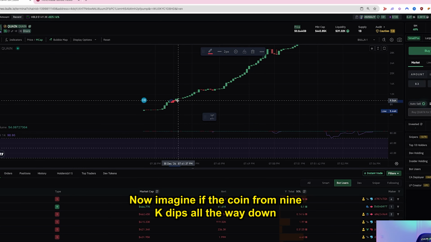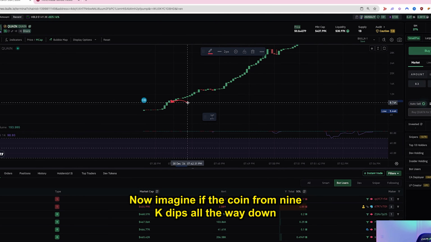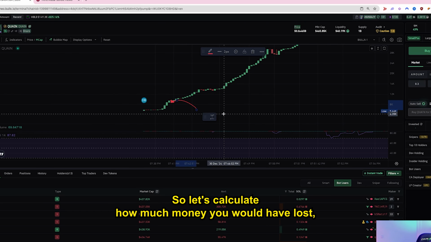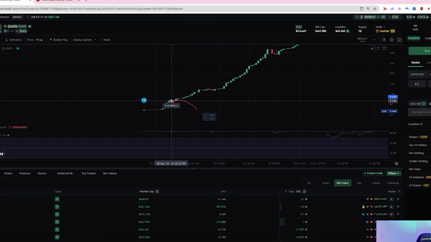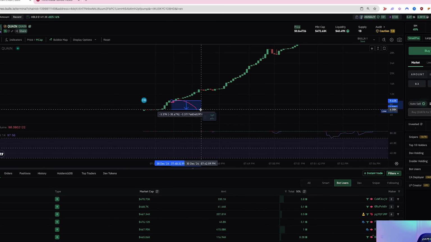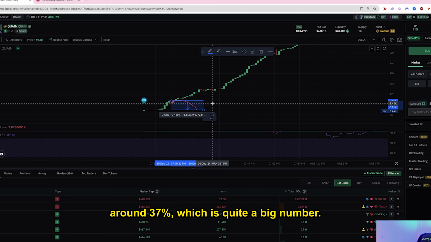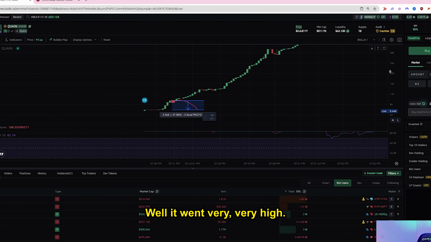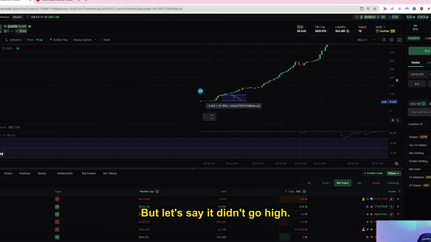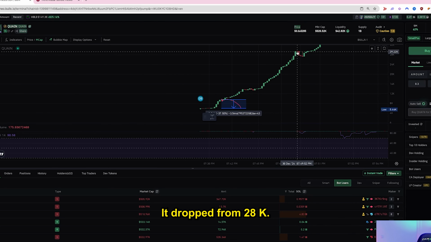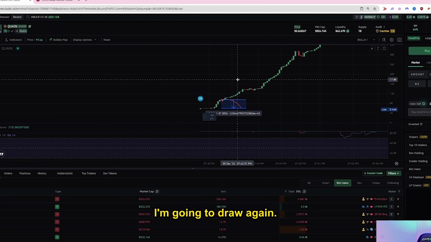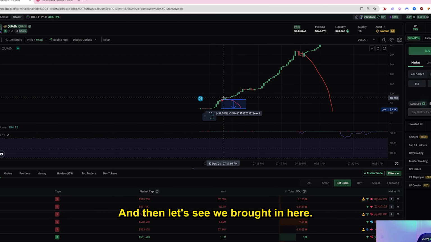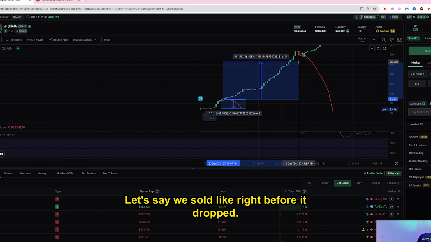Now imagine if the coin from 9K dipped all the way down to where it started, which was at 5 to 6K. So let's calculate how much money you would have lost, which is what happens very often. You would have lost around 37%, which is quite a big number. But now let's look at what the coin actually did. Well, it went very, very high, but let's say it didn't go high. It dropped from 28K. I'm gonna draw again, and this is our hypothetical drop. And then let's see, we bought in here. Let's say we sold right before it dropped.